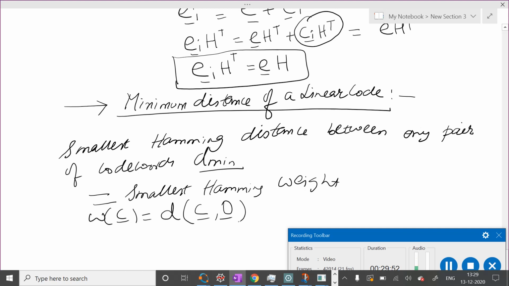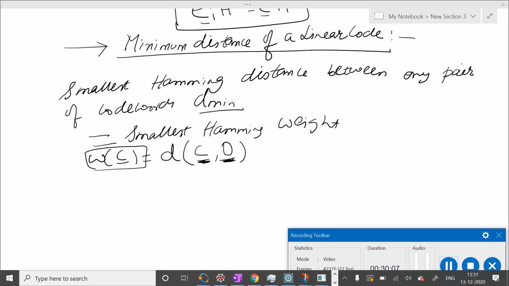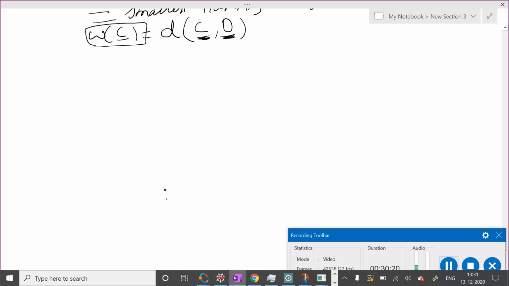So the minimum distance of a code with the 0 code: you take any code and check which code has minimum distance with the 0 code. That code will also have the minimum Hamming distance. Okay. Now I will realize the codes in some abstract geometrical space. Suppose here is a code word CI, and here is a code word CJ.